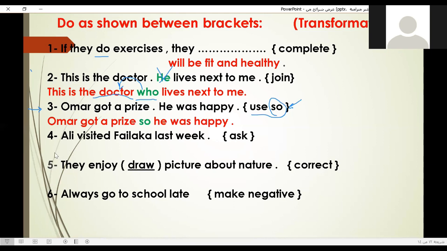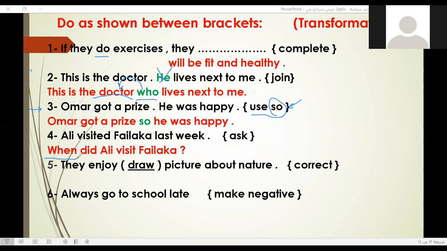When did we put it before Ali at the start of the sentence? Okay, very good. So the question will be: when did Ali visit Failaka last week? Okay, let's see the answer. Can you read the question? When did Ali visit Failaka? So, when did Ali visit Failaka?